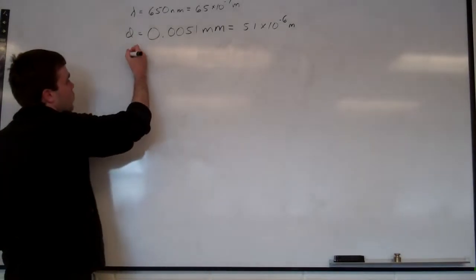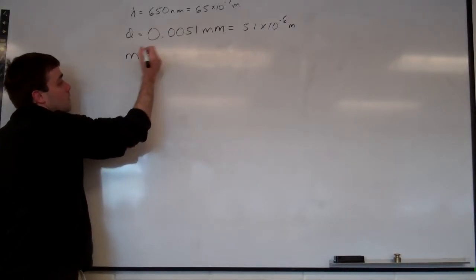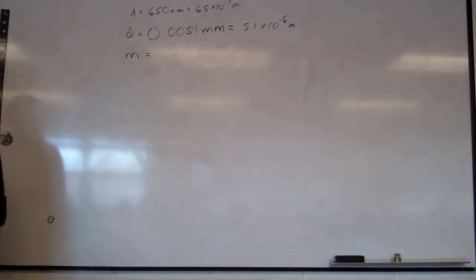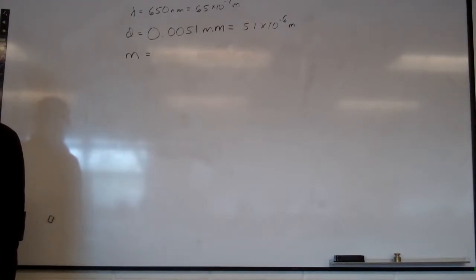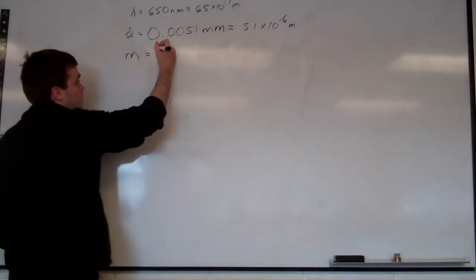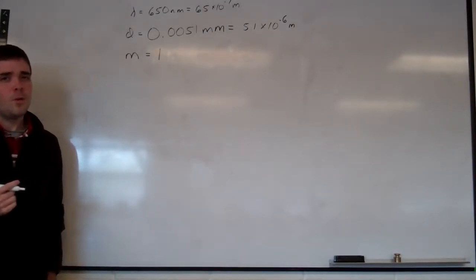Big question here is, what is M? Second dark fringe. But what is the first? So 1. Remember, for the dark fringes, it goes 0, 1, 2, 3. So for the first one, the M is 0. So for this one, it's M equals 1. Questions about why that's 1?